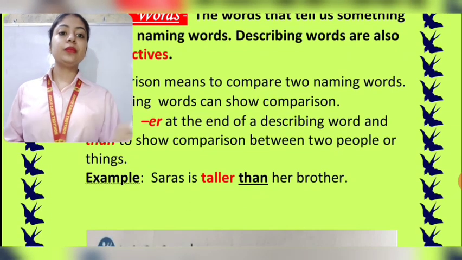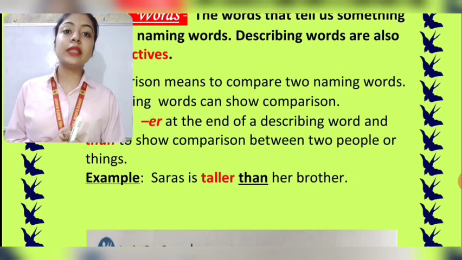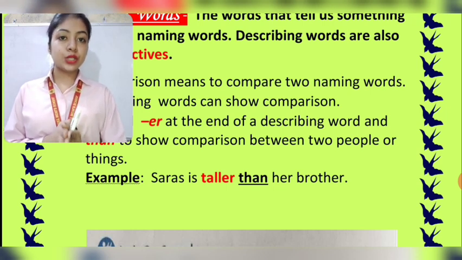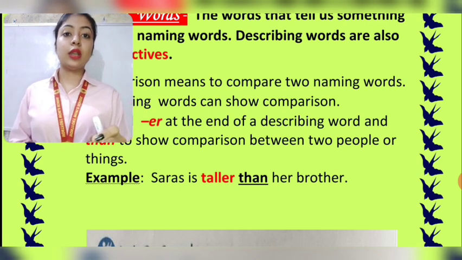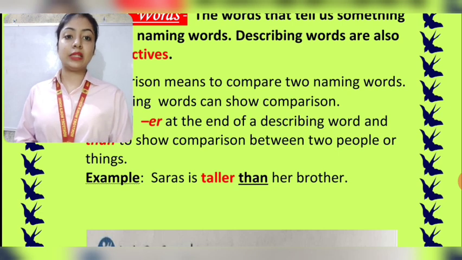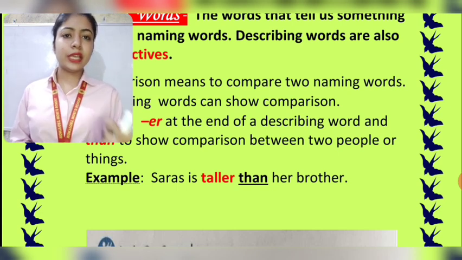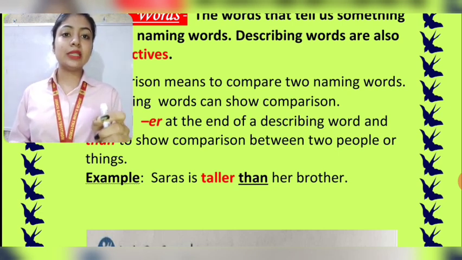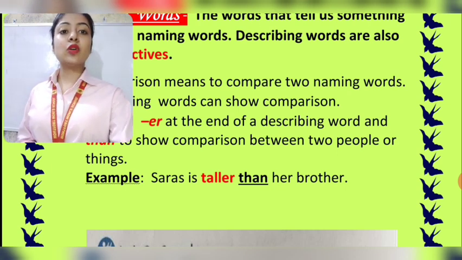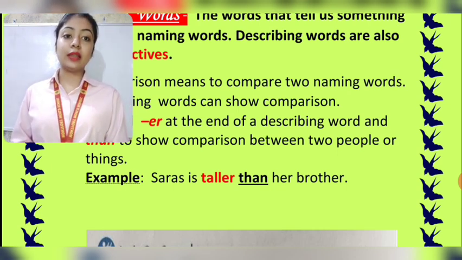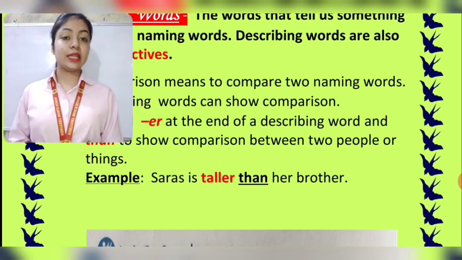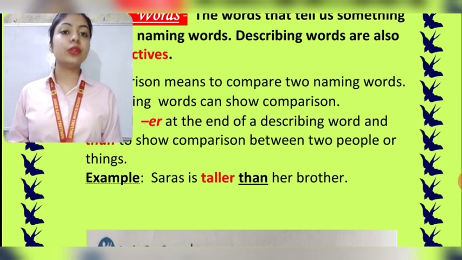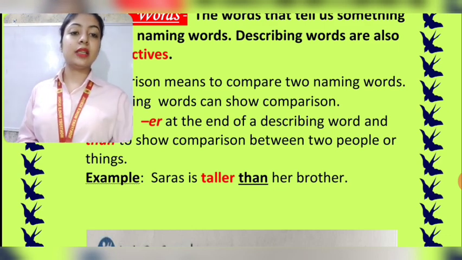Example, Saras is taller than her brother. Here we are doing the comparison. See, taller. Taller is a comparative adjective. This word is showing you the comparison. Saras is taller. Can you see taller? We have added er at the last, and there is also the word than. It tells you that we are doing comparison.